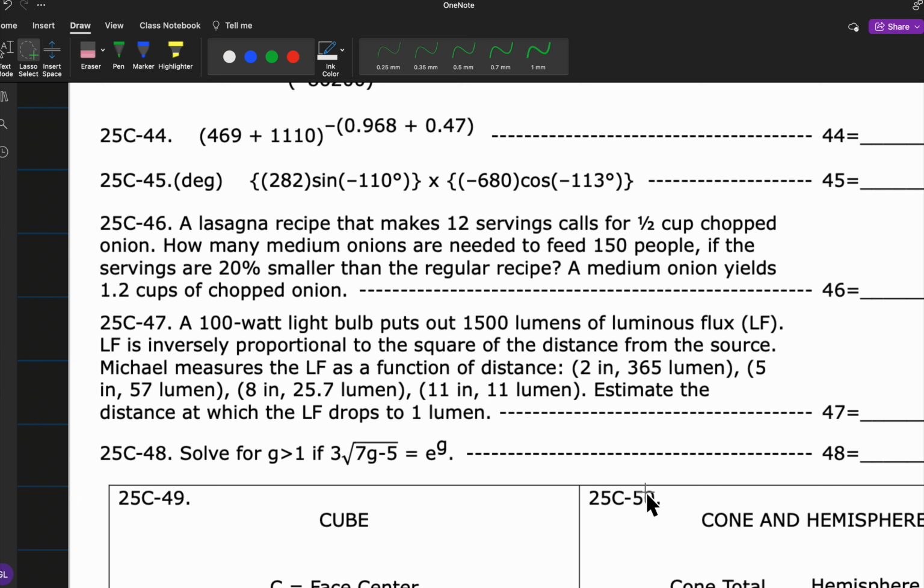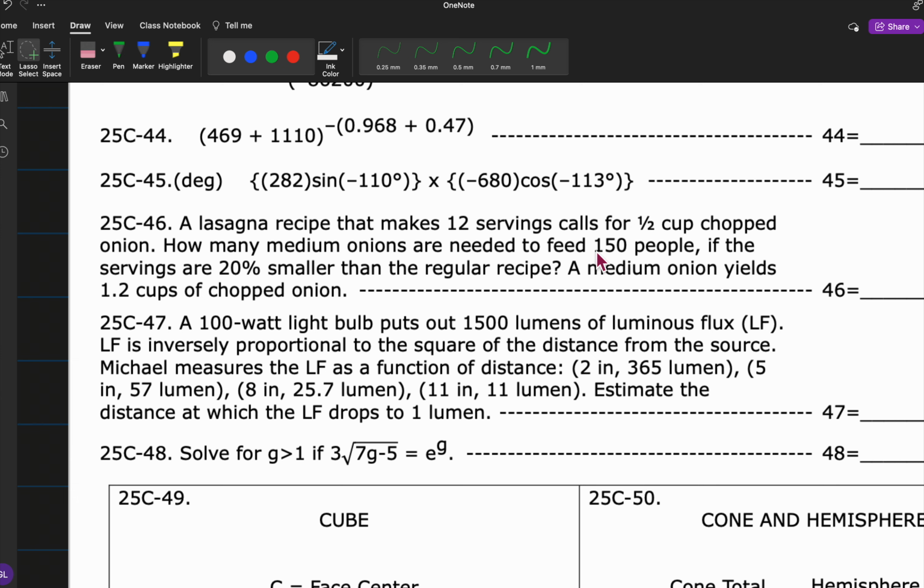Be mindful of this terminology because they ask how many medium onions are needed to feed 150 people. If the servings are 20% smaller than the regular recipe, oh, and by the way, a medium onion yields 1.2 cups of chopped onion.